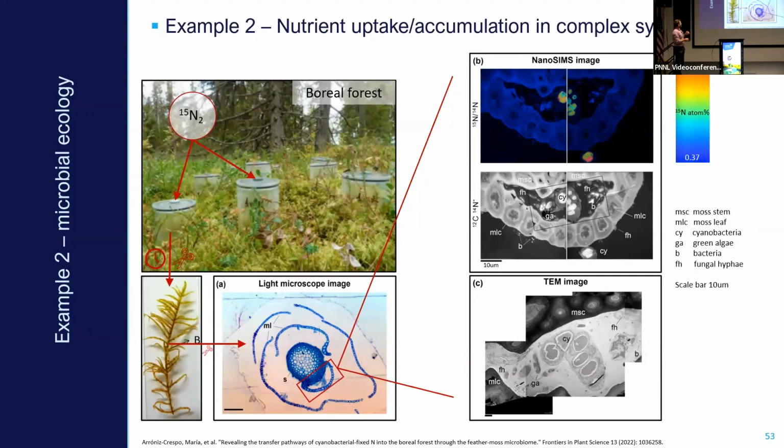So I'll go to the second example here, and we'll skip over to Norway, into the boreal forests. The boreal forests are the biggest terrestrial biome on Earth. But what's interesting about them is that the productivity in these systems kind of defies the nitrogen limitation that's also occurring there. And it's always been a bit of a question mark why that's occurring.